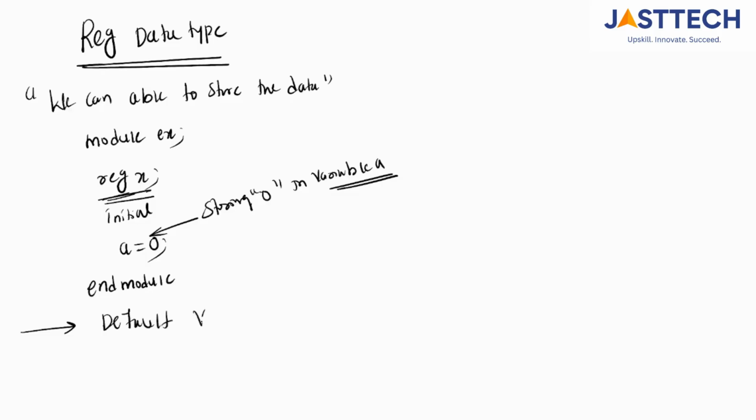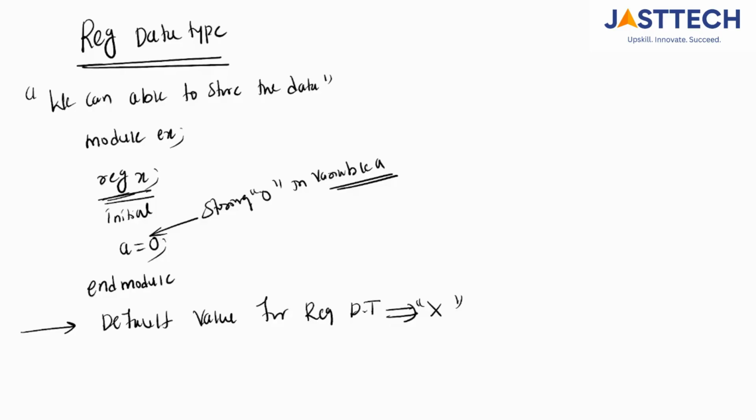Default value for reg data type is x, don't care. Okay, so that is the thing.